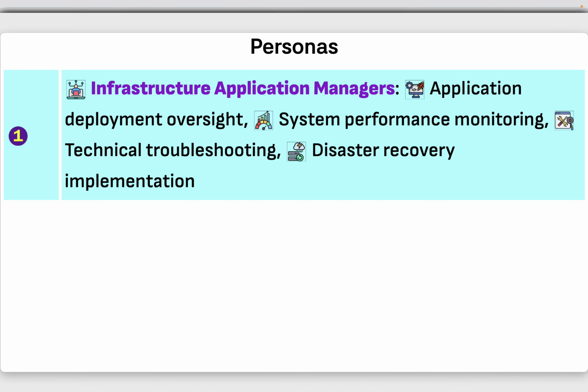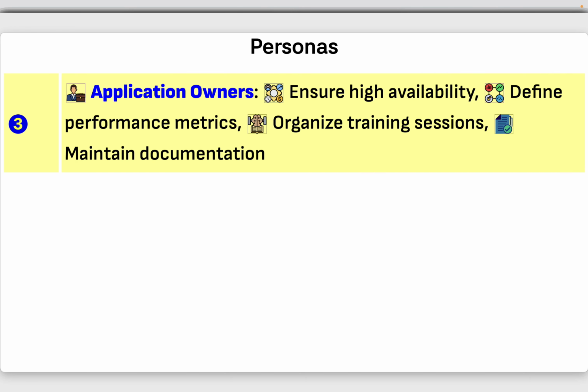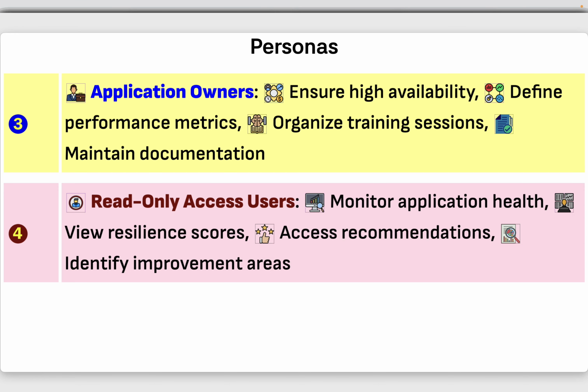And lastly, there are the personas. First one is infrastructure application managers, and they focus on application deployment, system performance, troubleshooting, and disaster recovery. Next, business continuity managers, and they define application policies, assess business criticality, allocate resources, and manage risks. Application owners, and they ensure high availability, define performance metrics, organize training, and maintain documentation. Read-only access users, and they monitor application health, resilience scores, and recommendations for visibility and improvement identification.